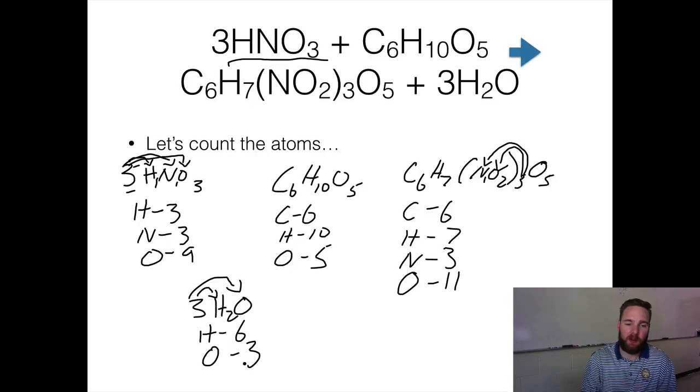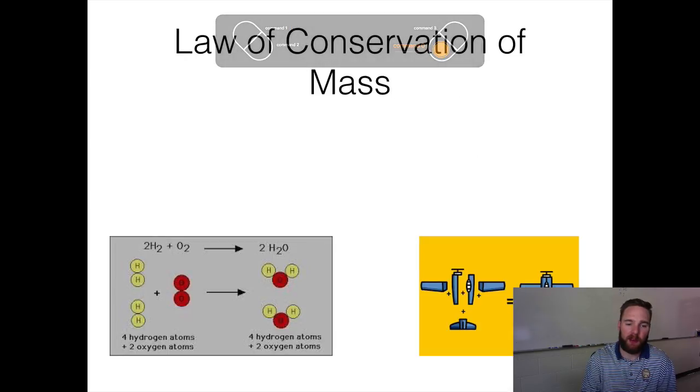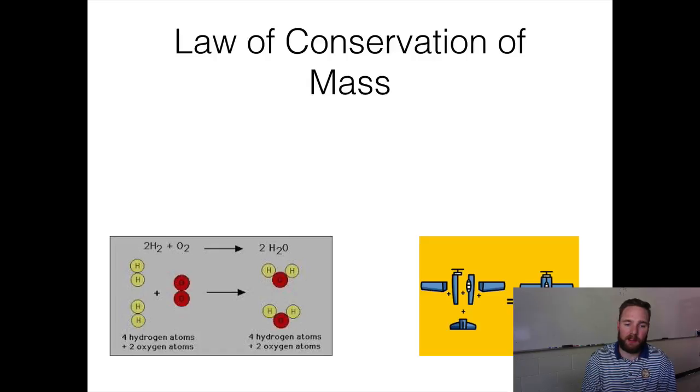This 3 is going to distribute to everything in front of it, so that's going to give us 6 hydrogens, and it's going to give us 3 oxygens. So that's how we count those atoms.